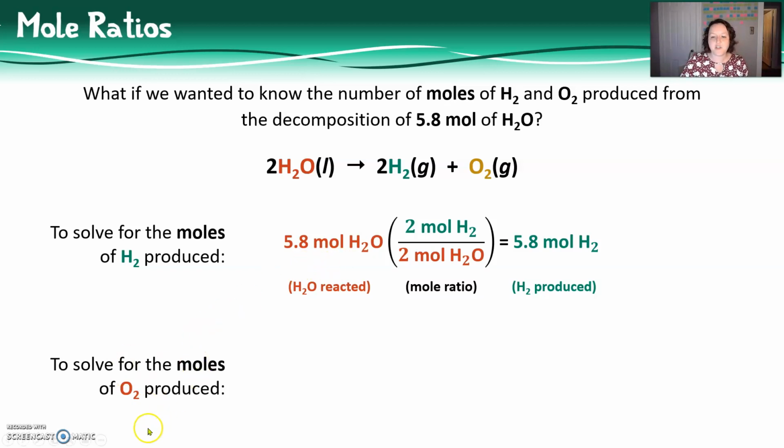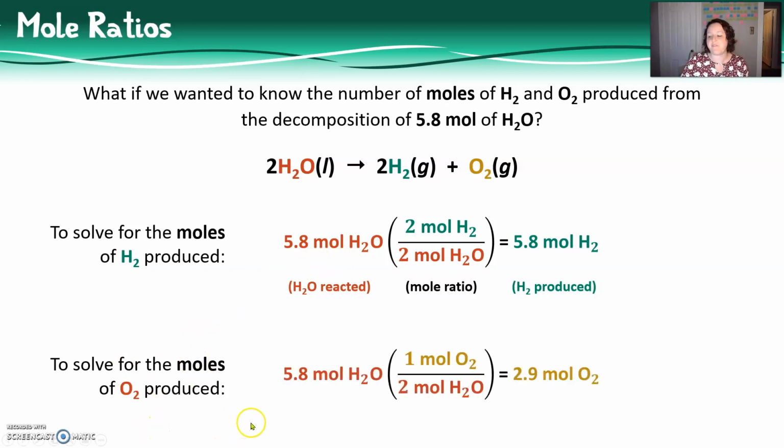For moles of oxygen produced, we again start with the 5.8 moles of water that are reacting and multiply it by the mole ratio expressed as 1 mole of oxygen per 2 moles of water. Again, note that the moles of water unit is going to cancel out, leaving us with 2.9 moles of oxygen produced. So, to go from moles of one chemical species in a reaction to moles of anything else in the reaction, all you need is the mole ratio between the 2 chemical species, which comes from the coefficients in the balanced reaction.